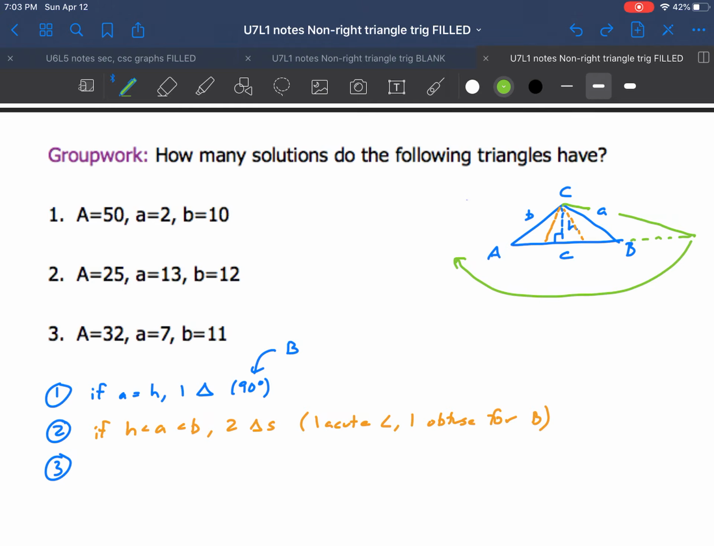So there's only one way that can happen, if A is out over here. So if A is larger than B, we have one triangle, and that means that angle B is acute.